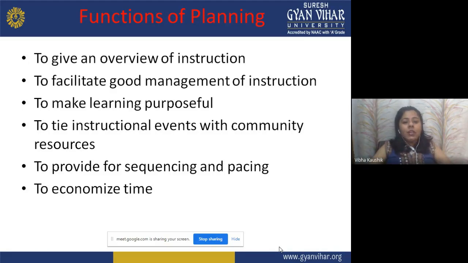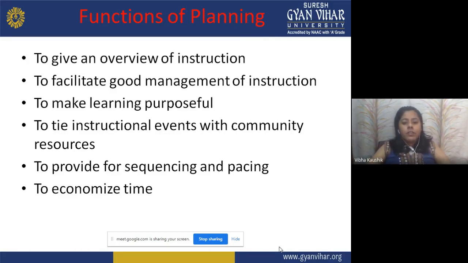Next, to facilitate good management of instruction, which means to motivate. The teacher will be motivated to use good management of instruction so that the learning of the learner is benefited. To make learning purposeful, it should have some purpose.